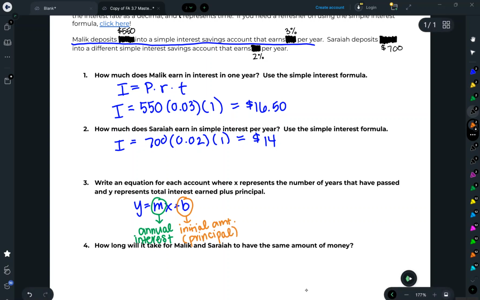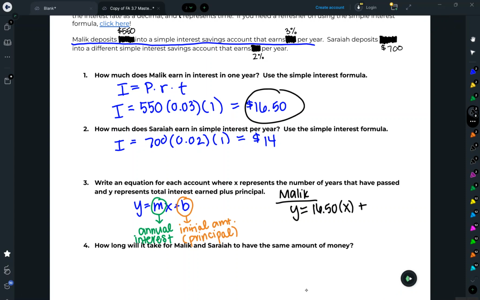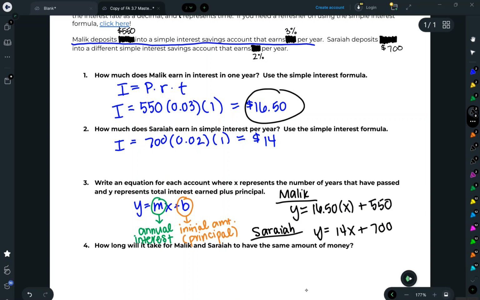Okay, so we have to write 2 equations. So let's do the first person. Their total amount of money is going to be $1,650 times x, the number of years, plus what was the principal? $550. Okay, and then the other person, they're getting $14 a year plus the original $700.